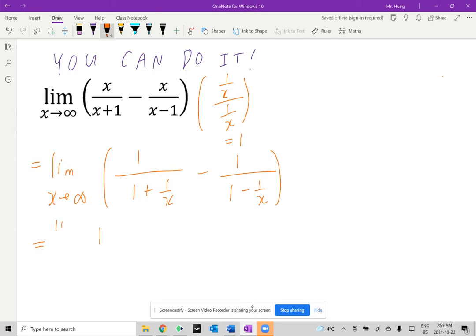You plug in x equal to infinity. Now look what happens. In the world of limits, 1 divided by infinity is going to be 0. And what this means is this equals 1 minus 1, which is exactly 0.